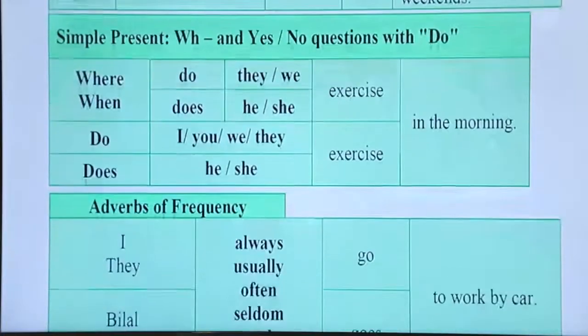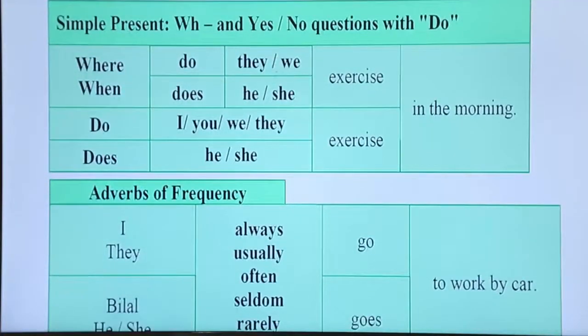بخش بعدی رو که ما با هم خواندیم it was simple present tense. WH questions and yes no questions with do. Like where do they exercise in the morning? Or when does he exercise in the morning? با when و where و دیگه کلمات پرسشی که موضوعات در درس کار کرده بودیم.